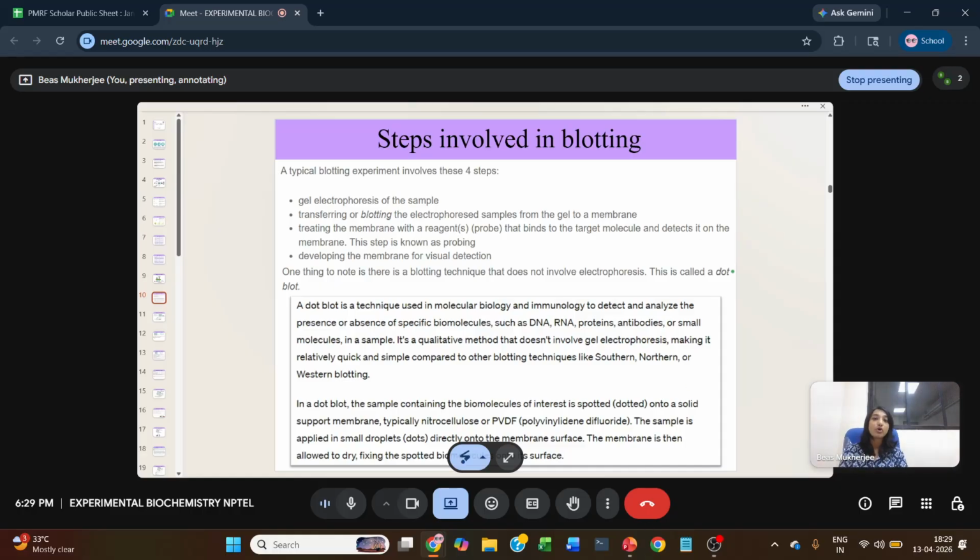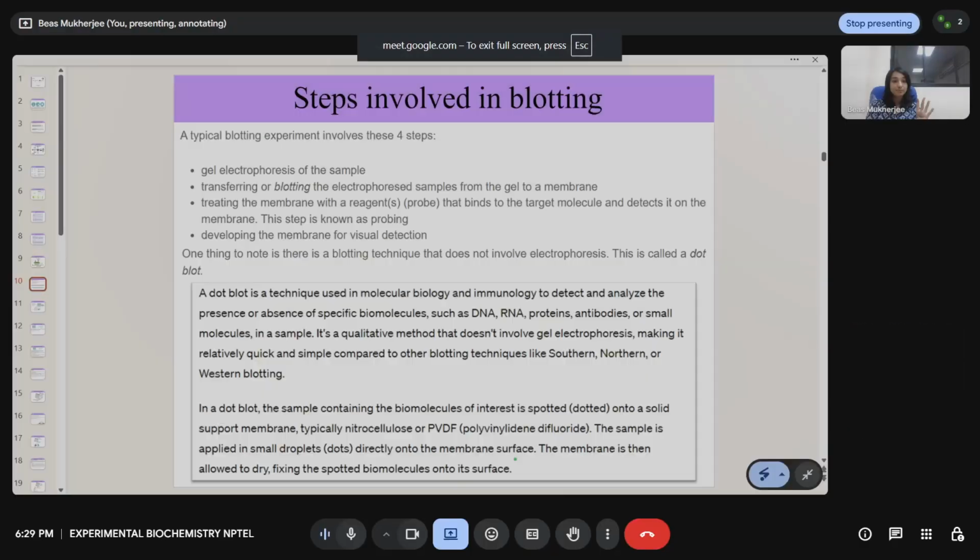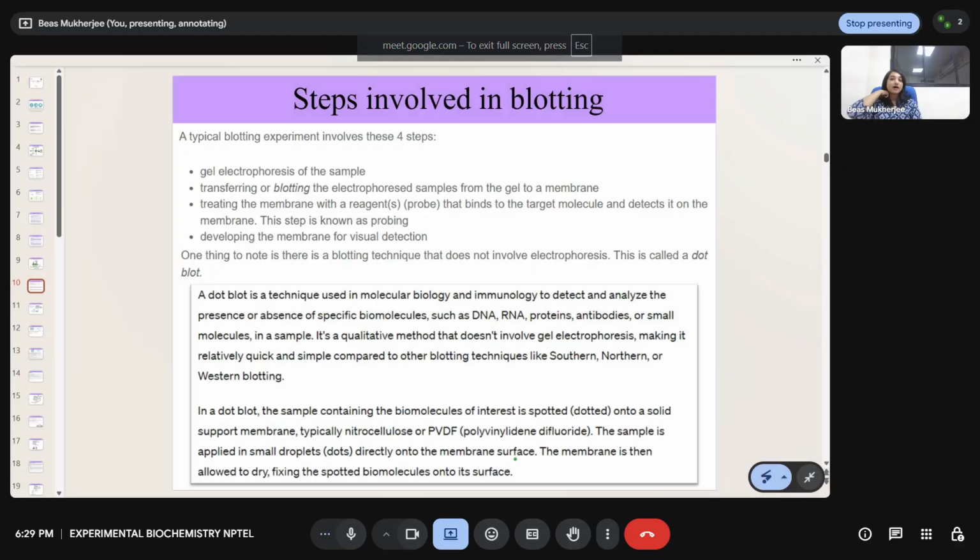A typical blotting experiment involves these 4 steps. What are these 4 steps? Gel electrophoresis of the sample, then transferring or blotting the electrophoresed sample from the gel to a membrane, then treating the membrane with reagents or a probe that binds to the target molecule and detects it on the membrane. This step is known as probing. The next thing is developing the membrane for visual detection. This is the last step, where we see whether our protein, DNA, or RNA of interest is there or not, and how much of it is there. We can even quantify that.